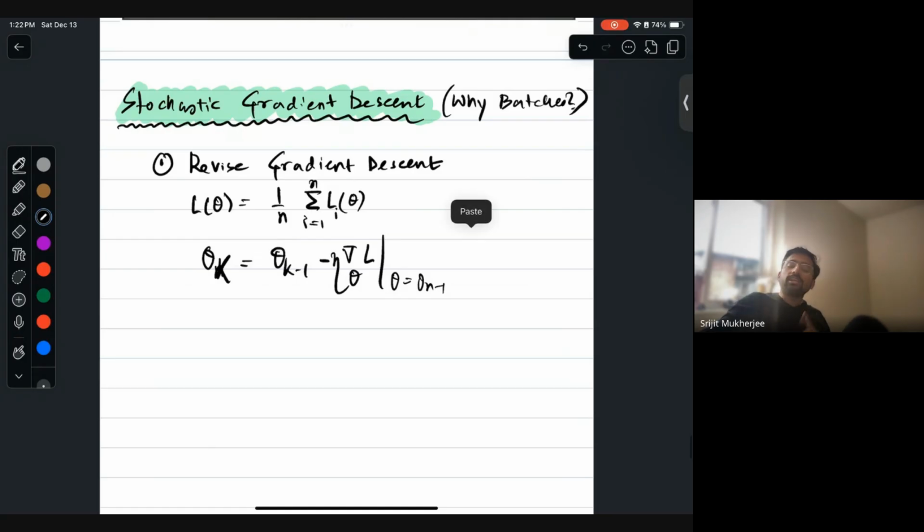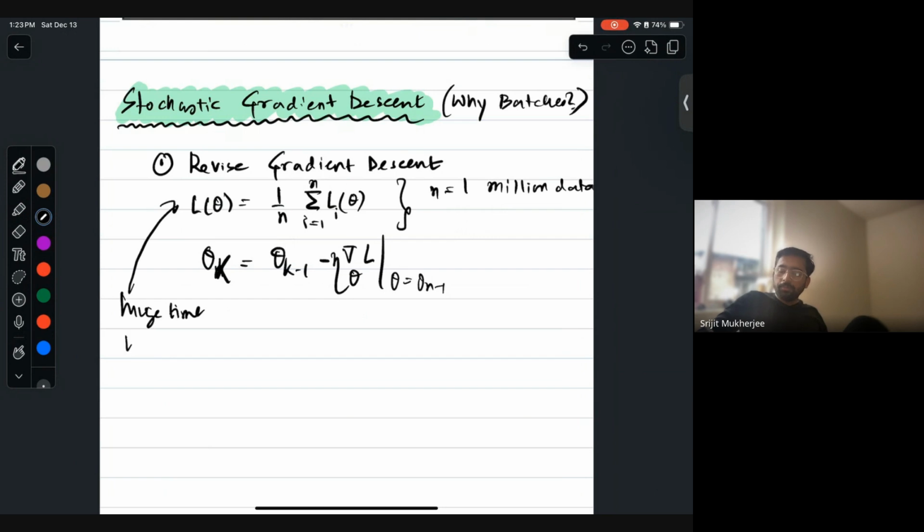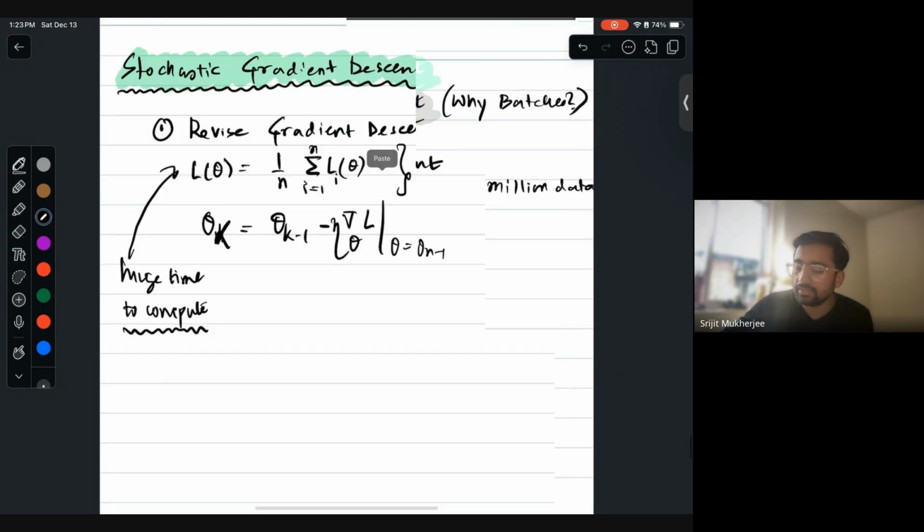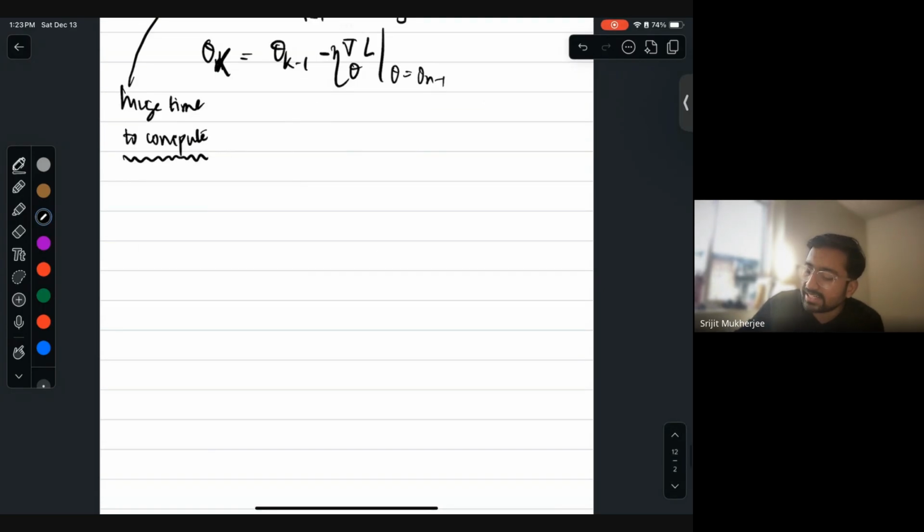But understand there's a bottleneck here. Let's say n is 1 million data points. This will take a huge time to compute. So we do it in this way. It's called stochastic gradient descent. What we do is divide this entire dataset.